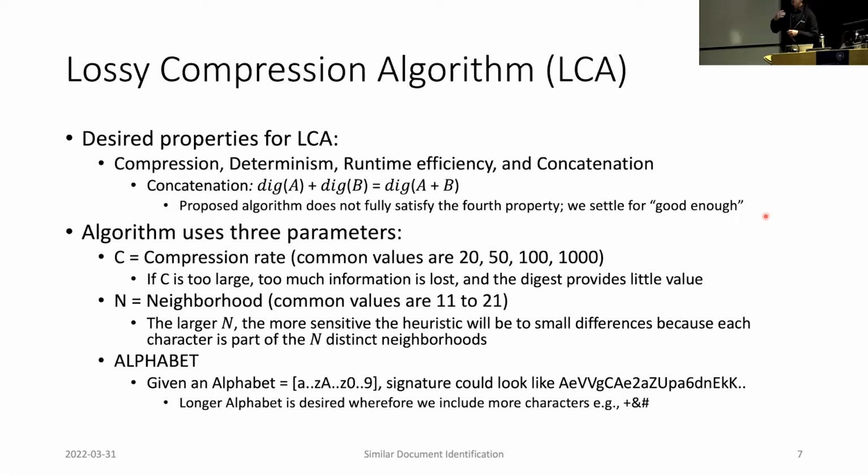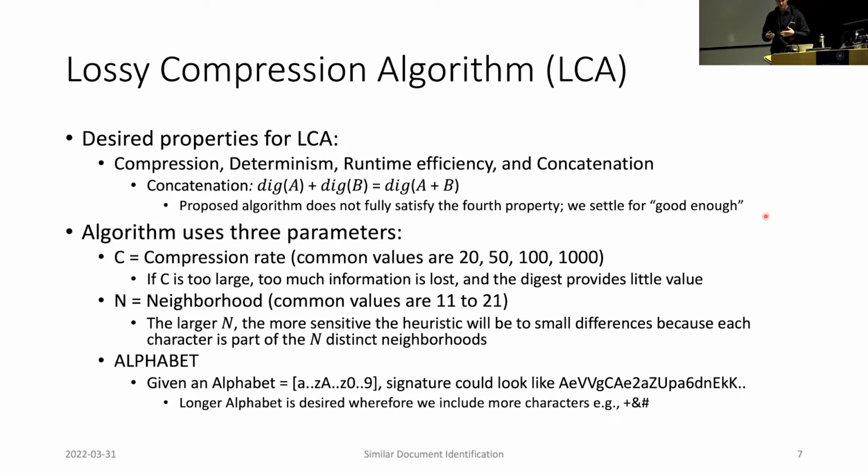So when we looked into this lossy compression algorithm, what are the desired properties that we want? We need compression, of course. We don't care if information gets lost, because we don't want to have the original documents anyway. It needs to be deterministic. If you use zip, for example, and you zip the same file twice and generate the hash value, it will be different, right? It's not a deterministic algorithm. We want runtime efficiency, so it needs to be really fast, so that it's worth it.